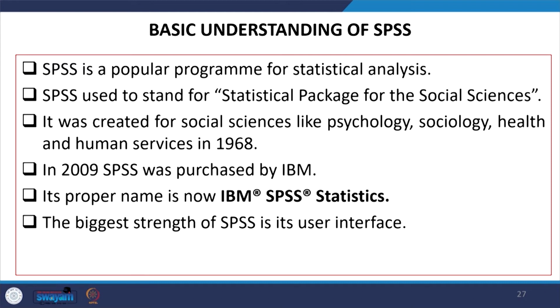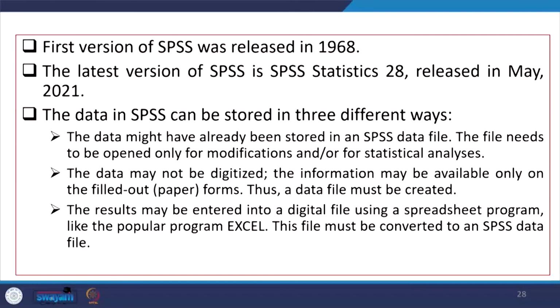The biggest strength of SPSS is its user interface. We have also made a comparison between SPSS, Stata, SAS and R software, which one is better. We have given a box earlier; you may also refer to that from the very beginning of the lectures. The latest version of SPSS available at this moment is 28, released in May 2021. Okay, so you may get the free license copy for some days with registration.